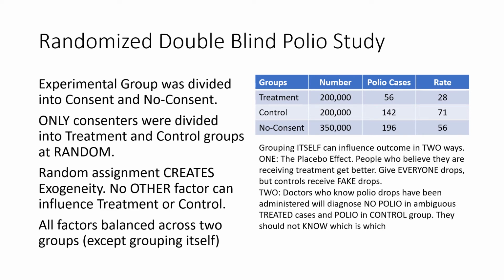And in this study, the treatment group had a rate of polio of 28 per 100,000, and the control group had 71. So this showed that there was a huge difference, about 43 cases per 100,000 between treatment and control. The polio vaccine is very effective in reducing the number of cases of polio. There is one very interesting fine point. The treatment and control group division itself creates a division, even though the randomization does not. And how can that matter for the treatment?